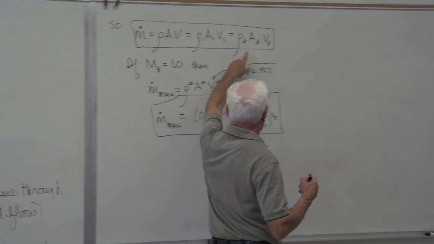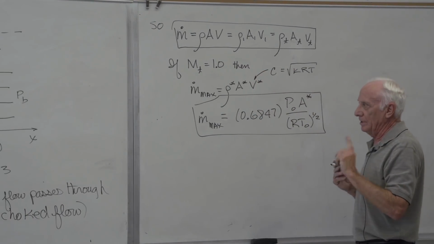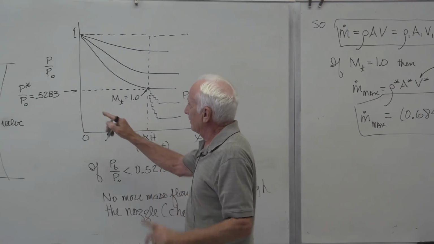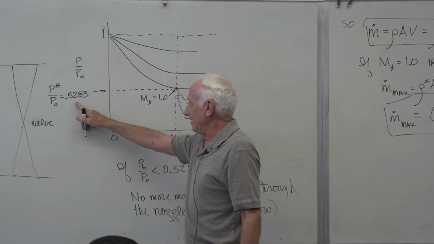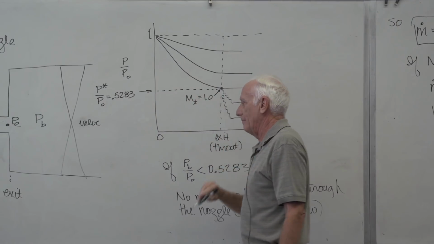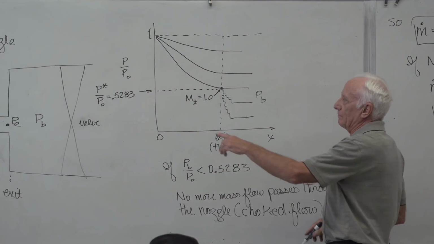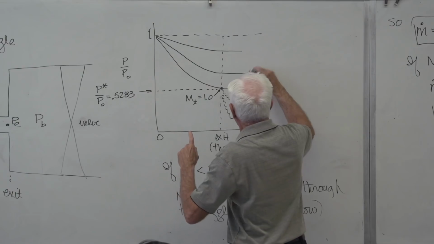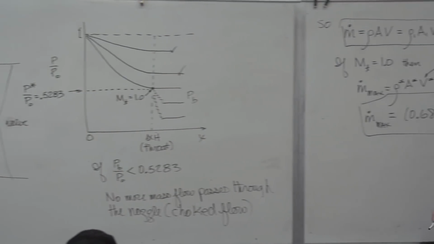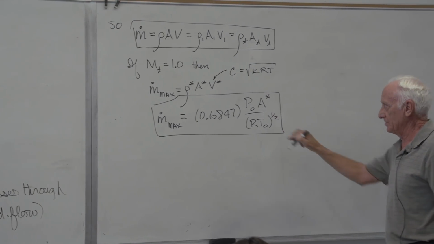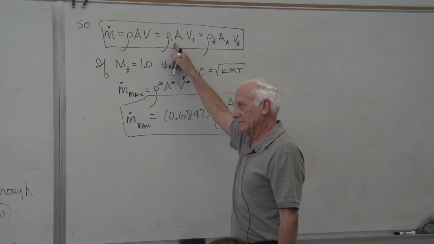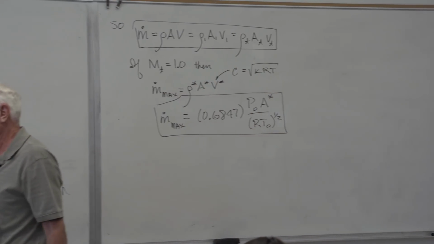But the easy way is to use this equation as long as you know the Mach number is 1 at the throat. And how do you know that? You calculate this guy right here. And if he's 0.5283 or less, you know you've got Mach 1 at the throat. If he's greater than 0.5283, you're on that curve, or that curve. Did you reach Mach number 1? No. Is it choke flow? No. Can you use this equation? No. Then what do you do? Use one of those guys, because it's not choke flow.